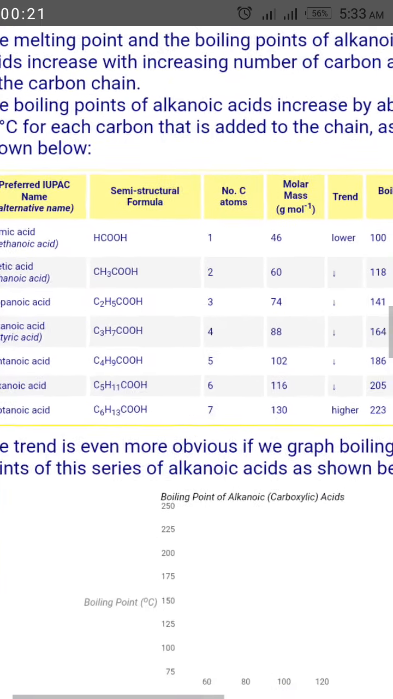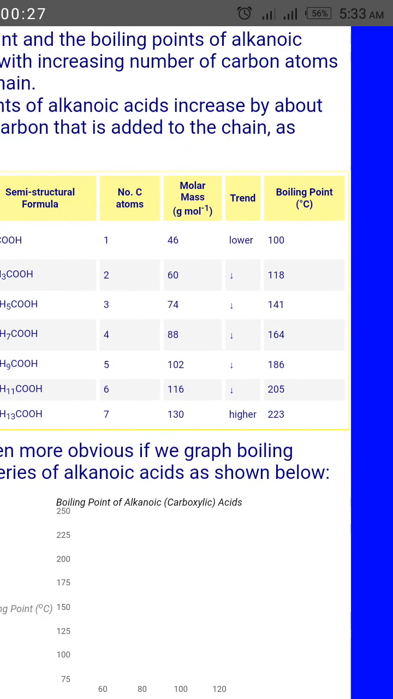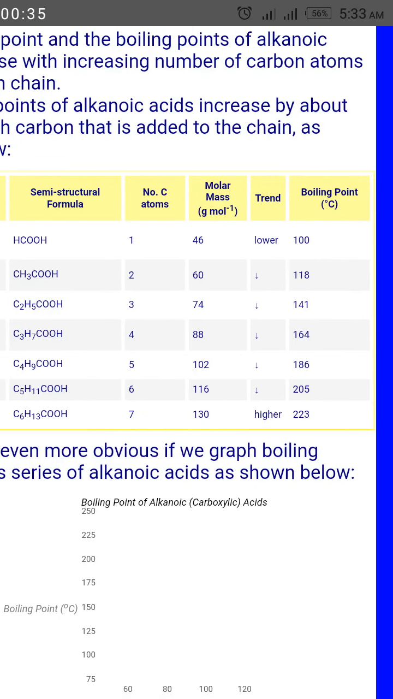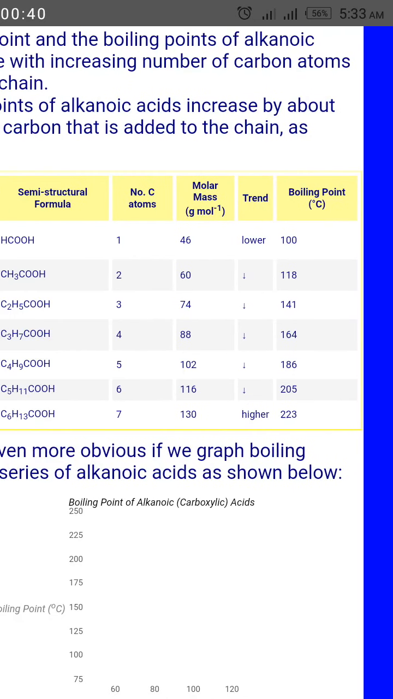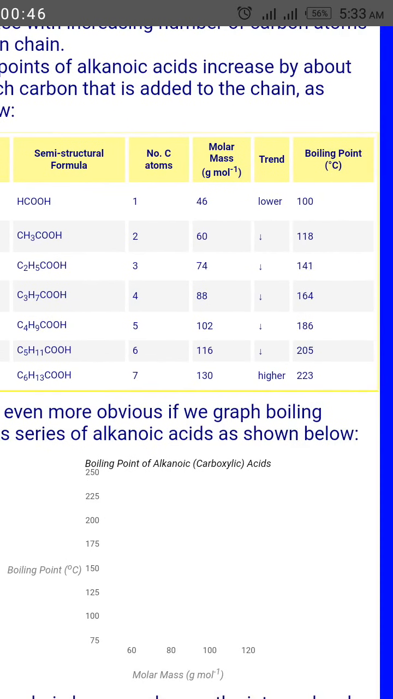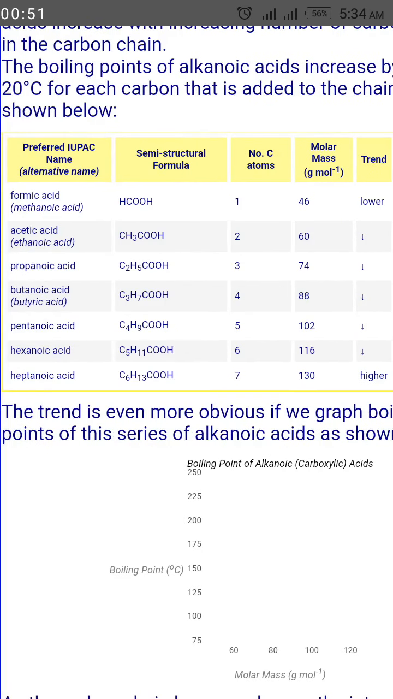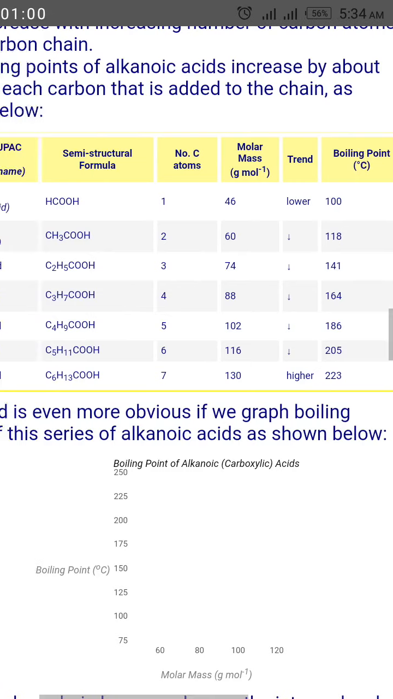Now look at this table below. Look at formic acid, that's methanoic acid, having one atom of carbon. It has a boiling point of 100 degrees centigrade, while acetic acid, that's ethanoic acid, having two carbon atoms, has its boiling point increased to 118 degrees centigrade. That is about 18 degrees different from formic acid. Look at propanoic acid, having three carbon atoms. Its boiling point increased to 141 degrees centigrade, while butanoic acid, that's butyric acid, with 4 carbon atoms has 164 degrees centigrade as its boiling point.